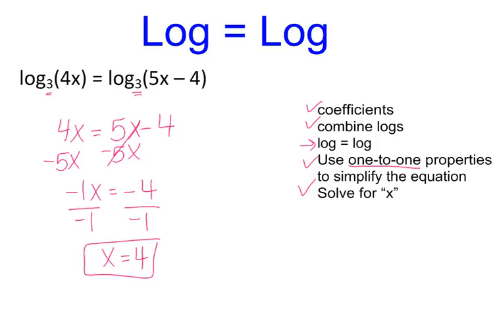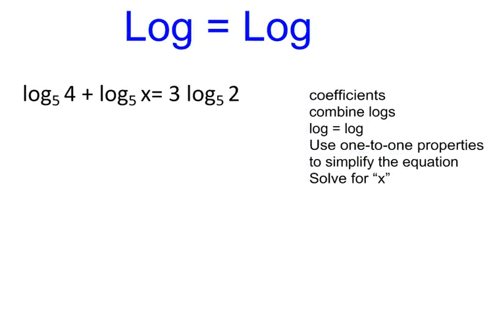I know I went through that algebra pretty quickly, but I trust you can handle solving linear equations. Let's do another example. Another log equation, make sure we're taking care of coefficients and condensing as we need to. No coefficients to worry about, but I do have to combine my logs on this side. They're separated with addition. How do we condense addition into multiplication? So this becomes log base 5 of 4 times x. That equals 3 times log base 5 of 2.